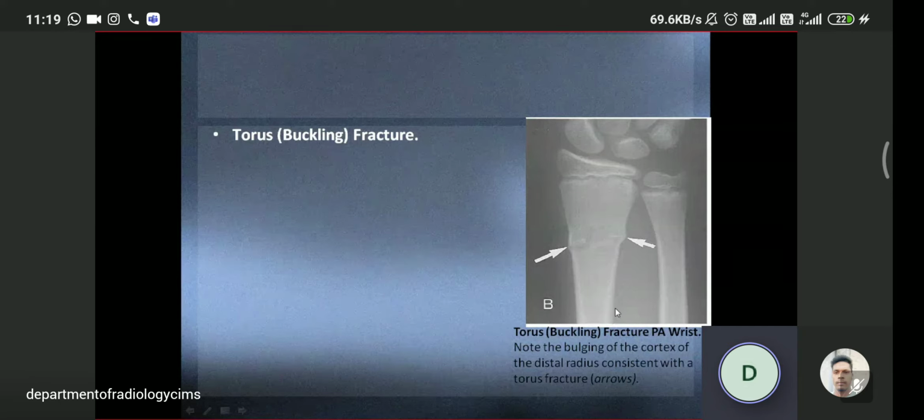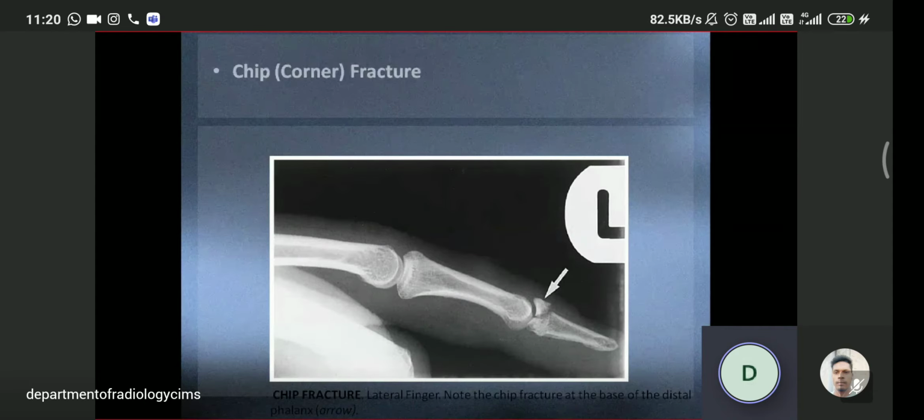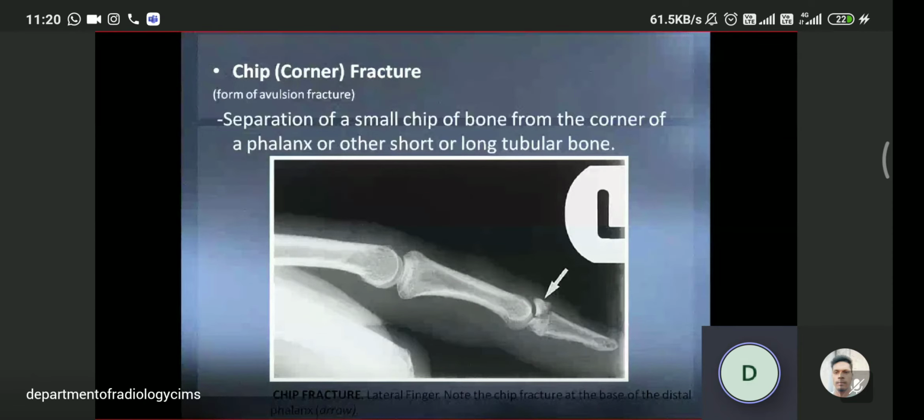The bone is the radius, the distal one-third part of the radius. The difference between greenstick and torus is only bending. Bending is seen in greenstick, while only buckling is seen in the torus fracture. Now coming to another nomenclature, the chip fracture, corner fracture, chip corner fracture. This is a form of avulsion fracture again, but as it is a kind of small chip, like your SD card, it is known as chip fracture.